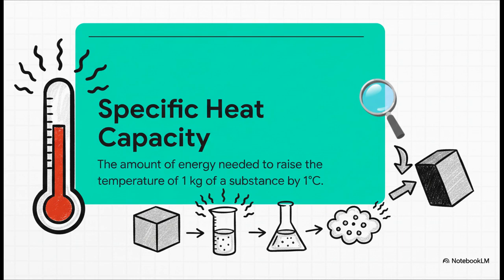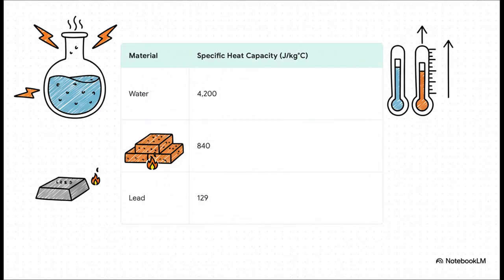You can think of it as a substance's thermal stubbornness. And this value is wildly different for different materials. I mean, look at lead. It only takes 129 joules to heat a kilogram by 1 degree. Super easy. Brick takes a bit more work, 840, but then you get to water. 4,200 joules. Water has an insanely high specific heat capacity. It really fights you on changing its temperature.